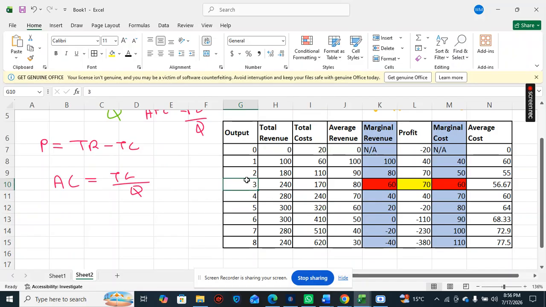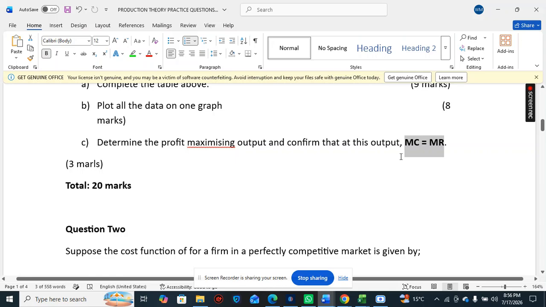If they produce over 3 units, as you can see, the profit starts to drop. If they produce less than 3 units, at 2 units, they're still getting close to maximum profit. But if they produce 1 unit, their profit will be low. So the key here, colleagues, is that the point of profit maximization is where marginal cost equals marginal revenue.